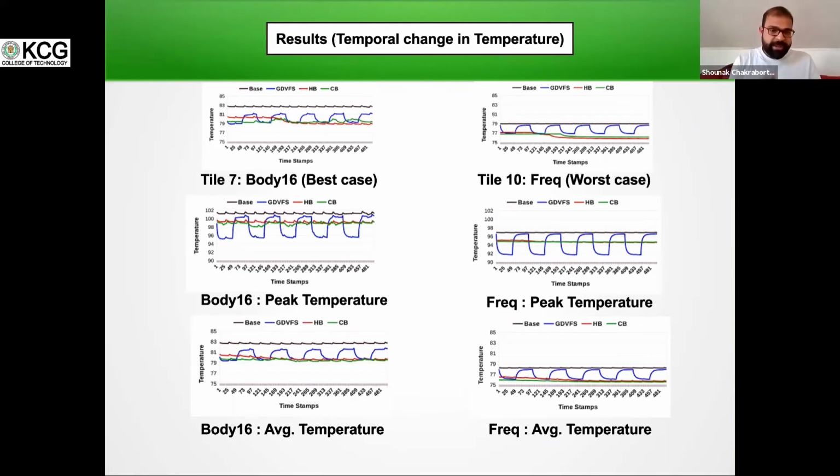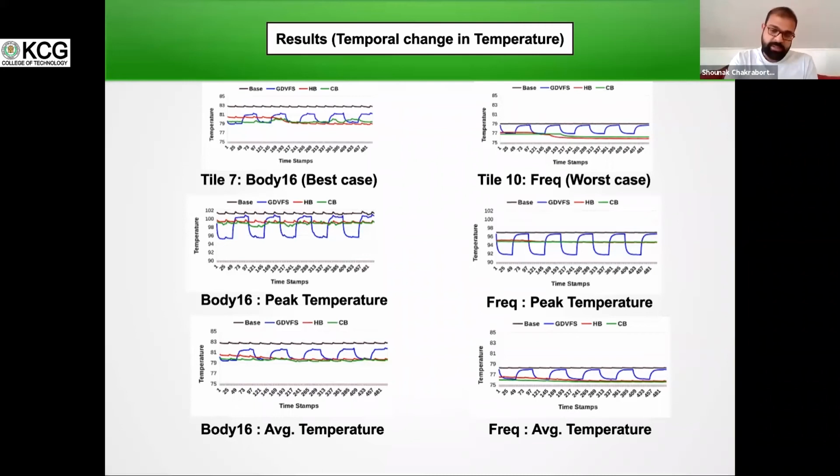For both the peak temperature and the average temperature statistics, you can see our benefit is very significantly high, and GDBFS has the least reduction in average temperature with respect to our cache-based policies. GDBFS is not at all stable in maintaining a stable temperature of the chip. Maybe it peaks, maybe it averages. But our cache-based policies, both HB and CB, maintain a stable temperature on chip in both cases, for peak temperature as well as for average temperature.